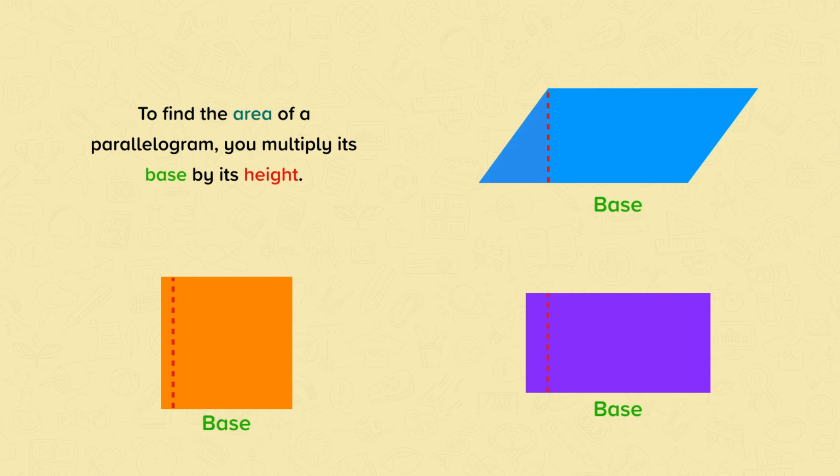We can see here that if we cut off one end of the parallelogram and moved it to the other side, it would form a rectangle. This explains why the area of parallelograms and the area of rectangles can be found by using the same formula.